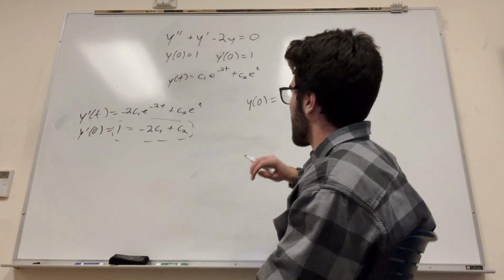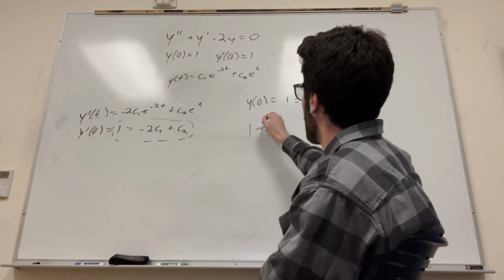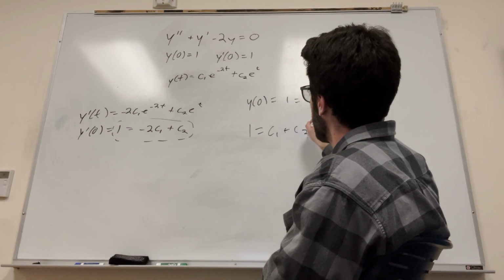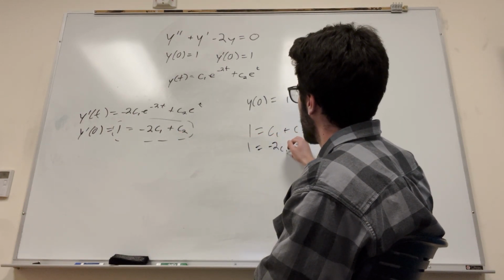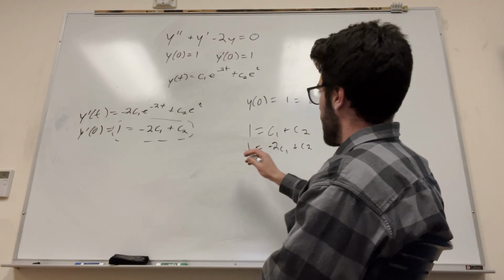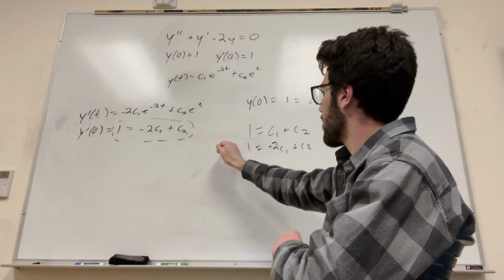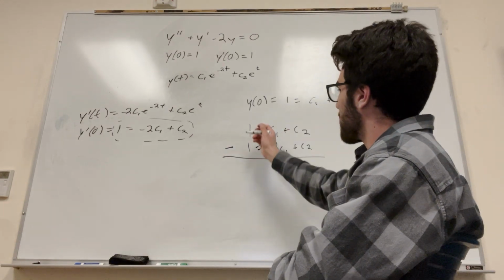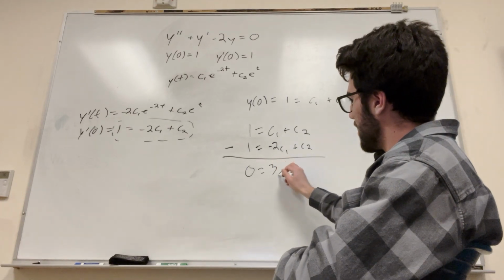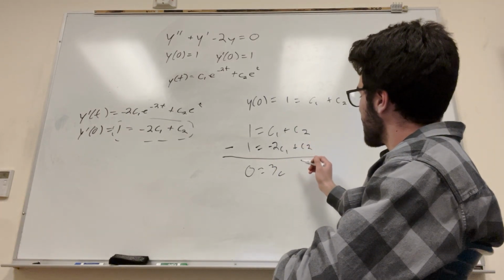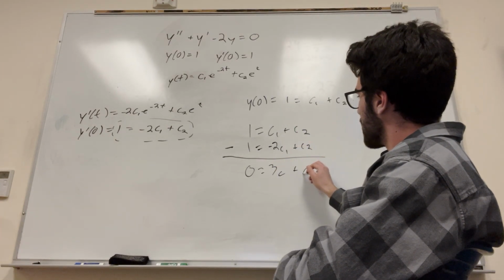To do that, I'm going to set up a little chart. So we're going to say 1 is equal to c1 plus c2, and then here 1 is equal to negative 2 c1 plus c2. If you want to get things to cancel out, we're going to have to subtract this equation from that equation. So 1 minus 1 is 0. c1 minus negative 2 c1 is equal to 3c1. And then c2 minus c2 is equal to 0.